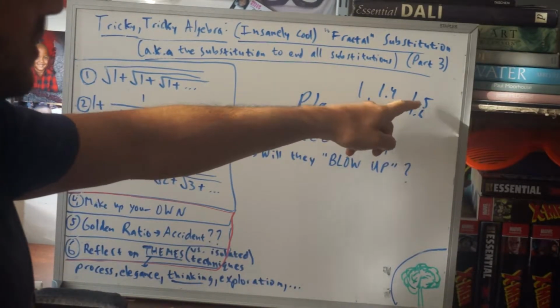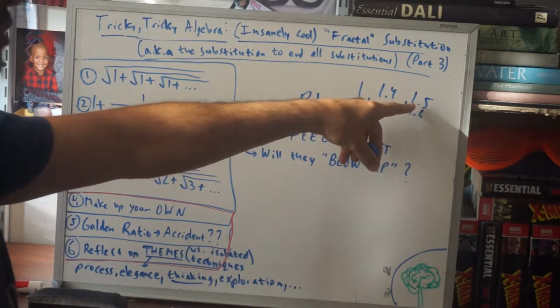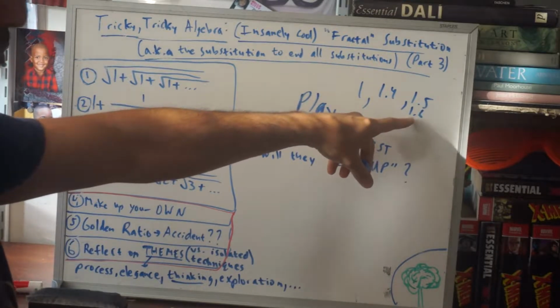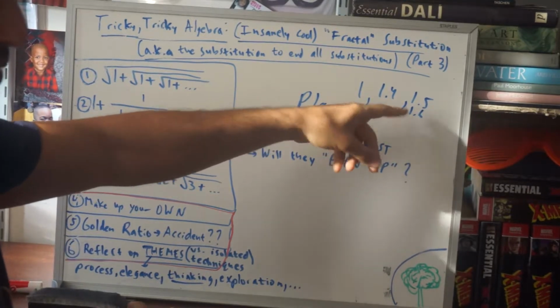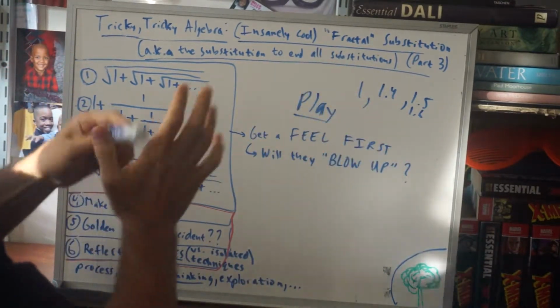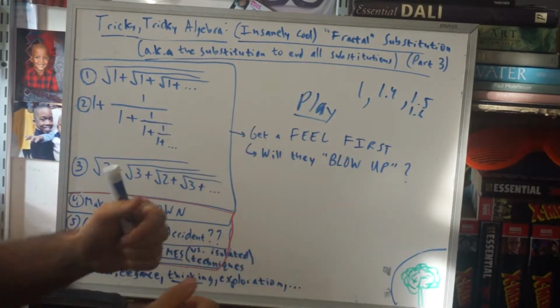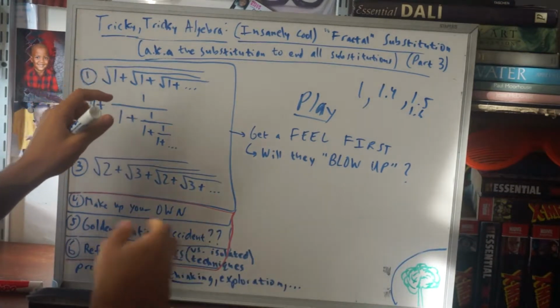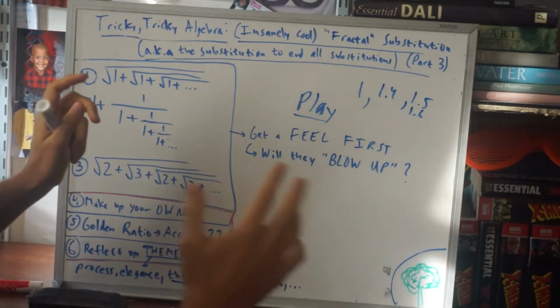How do I know that? Because 1.5 squared is 2.25, and 1.6 squared is 2.56. All right, so we can keep doing this, and in fact, if you have a calculator, you might want to do this maybe 5 or 10 terms out to get a feel for it.